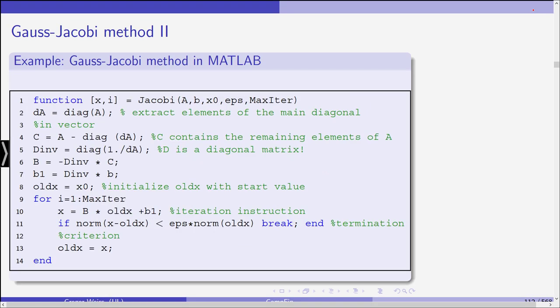The function gives you as results X and I. It's called Jacobi. We need A, we need B, a starting vector X0, an epsilon or a maximal number of iterations. So let's say 1000 iterations, or an epsilon, so that we can see X n and X n plus 1 do not change relative to a certain threshold. And the rest is quite clear.